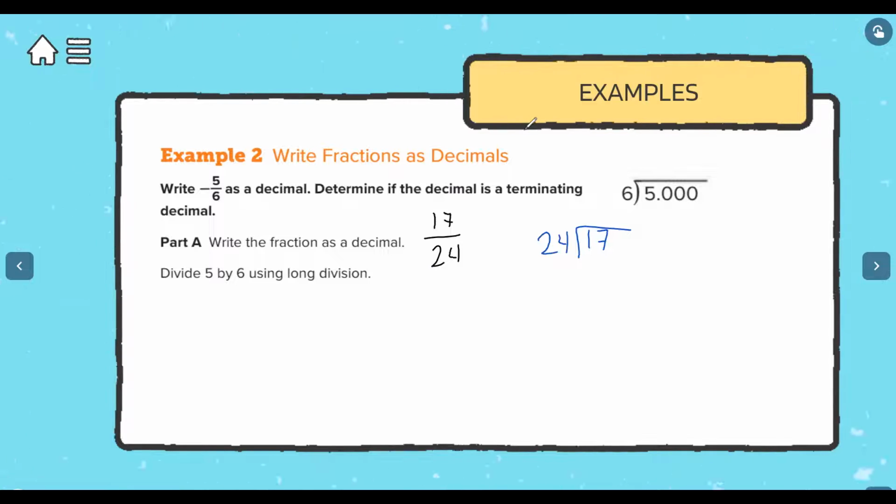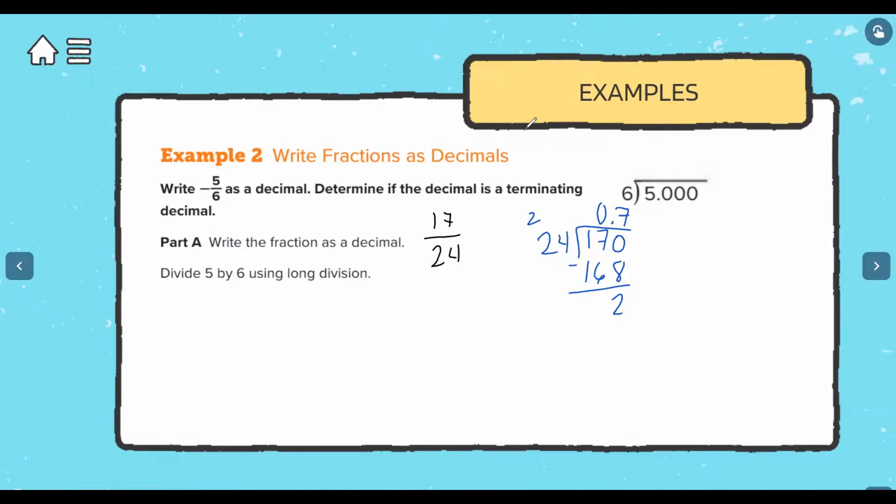So we're going to put the 17 inside the house and the 24 outside. How many times can the 24 go into the 17? It can't, it doesn't fit. So we put a 0 right there because it doesn't fit. We add our first 0. How many times can the 24 go into the 170? It can go 7 times. Now, 7 times 24, we do the math. 7 times 4 is 28, we have 2. 7 times 2 is 14, and the 2 that we have makes 16. We subtract. 170 minus 168 is 2.